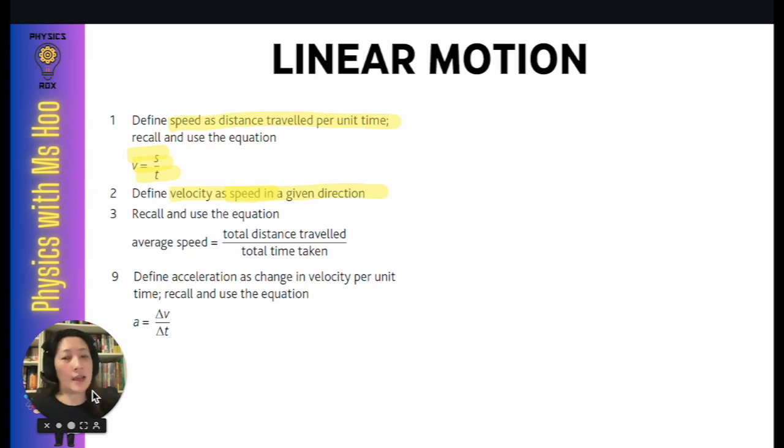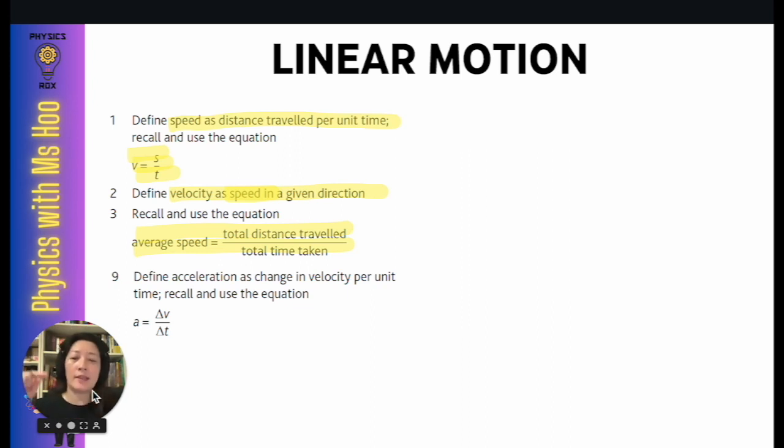To calculate the average speed, it's still the same formula, distance over time, but you take the total distance traveled divided by the total time taken. A lot of students always think that in math, when you calculate average, you add up and divide by the number. But when you're talking about speed, the speed of an object could constantly be changing. If a car was moving, it could be moving fast, moving slow, faster and slower.